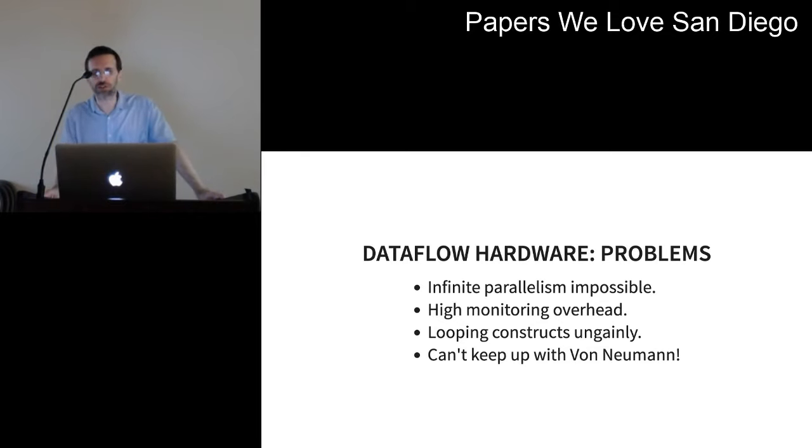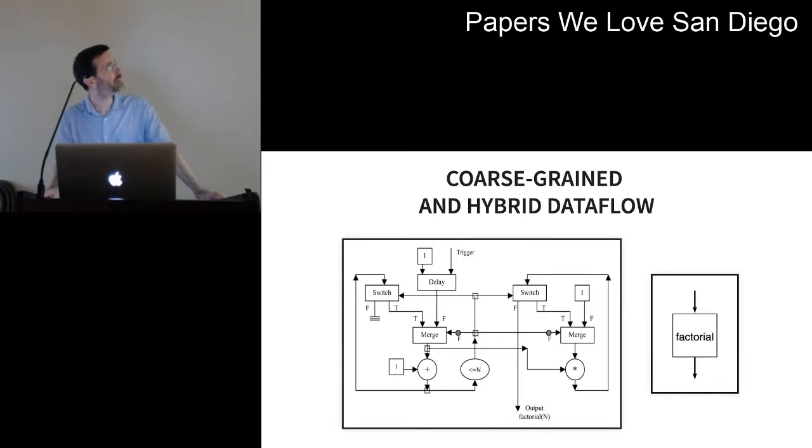Von Neumann processors were increasing at the pace of Moore's law. Pipelining, speculative execution, optimizing compilers, all made it possible to discover and exploit parallelism within the context of von Neumann. And Dataflow just couldn't keep up. And so Dataflow development flagged for a few years during the 1980s until some new areas of interest rose to prominence in the 1990s. What we call coarse-grained Dataflow and hybrid Dataflow.